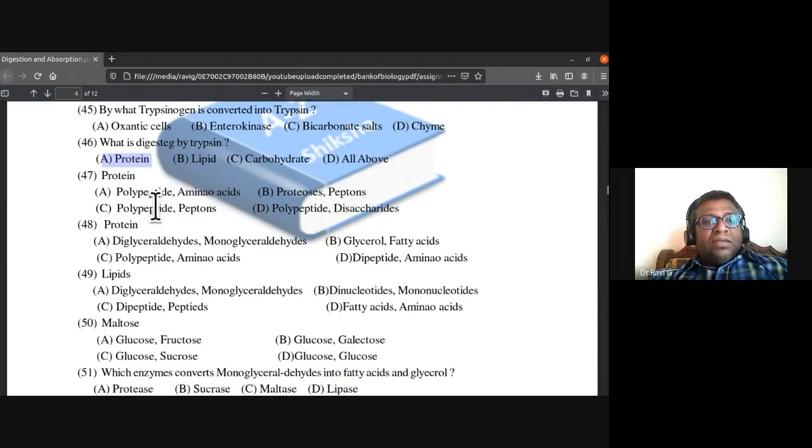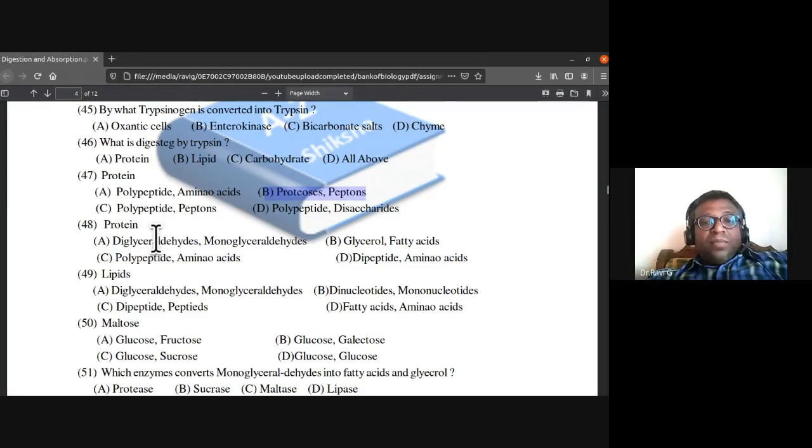47th, protein, polypeptide, amino acids. Protein is broken down into proteoses and peptones. Polypeptides and peptones, polypeptides and disaccharides. They are broken down into proteoses and peptones. First, protein is broken down into proteoses and peptones. So for 47, B is the answer.